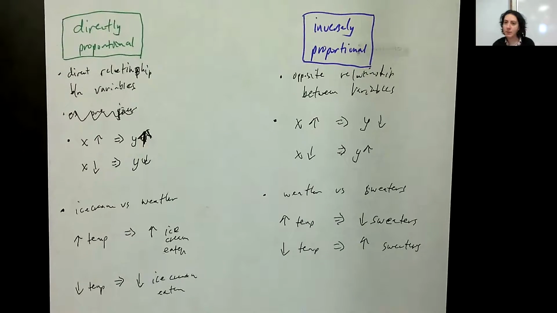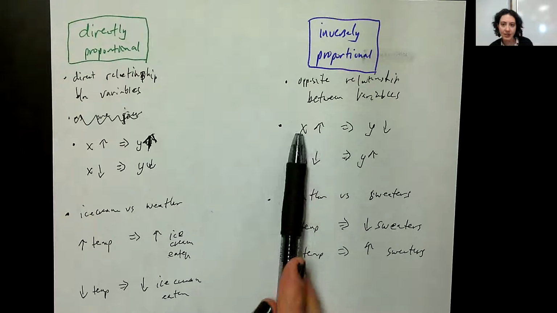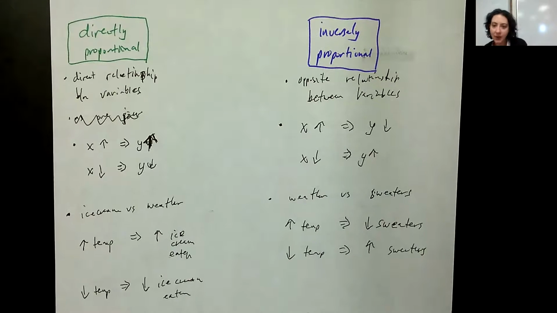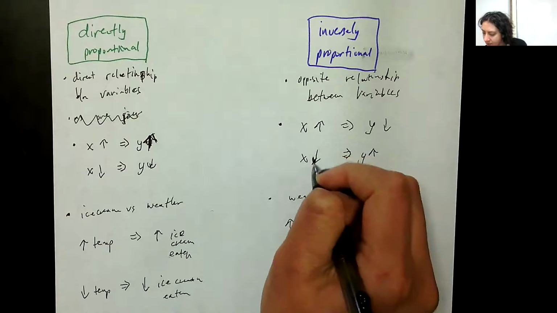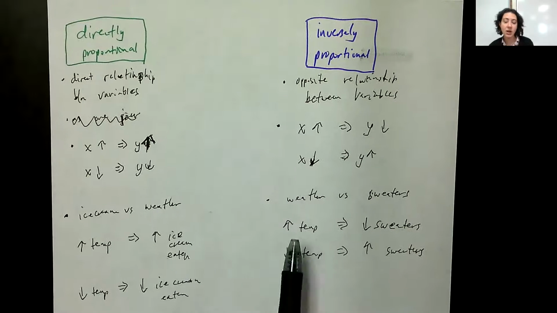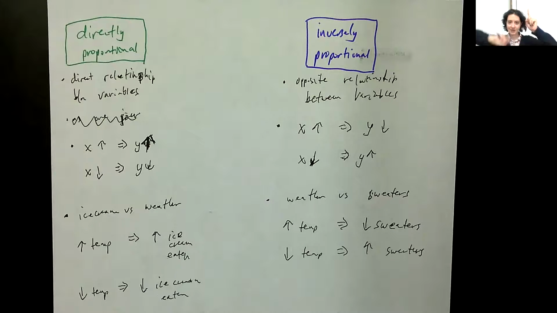Inversely proportional is kind of the opposite. This is when the two variables have an opposite relationship. So in this case, when X increases, Y would decrease, and when X decreases, Y would increase. So a great example of this is the temperature outside and how many sweaters people wear. So if the outside temperature starts to rise, people wear fewer sweaters. But if the outside temperature decreases, people wear more sweaters. So as temperature increases, sweaters decrease. As temperature decreases, sweaters increase. So they are inversely proportional. They are opposite of each other.